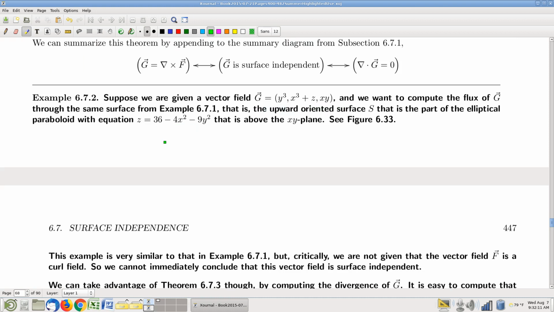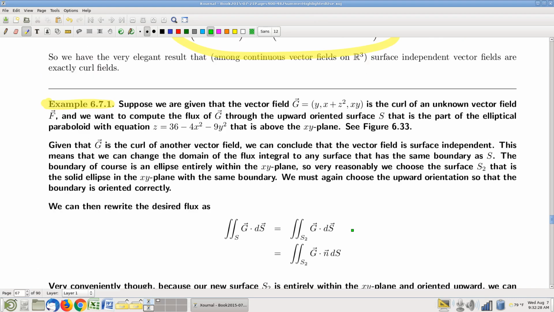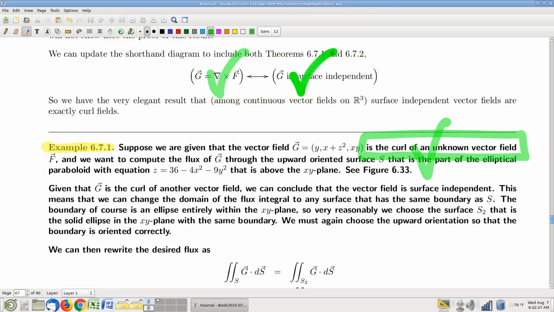The difference is that here, I'm no longer going to tell you this free information that your vector field is a curl of something. Not going to give you that free information anymore. Now that was our foot in the door in this past example. Our foot in the door was, hey, we're given that it's a curl. Being a curl, that means that it's surface independent, and then I can go on and change the surface, and it's all over at that point.